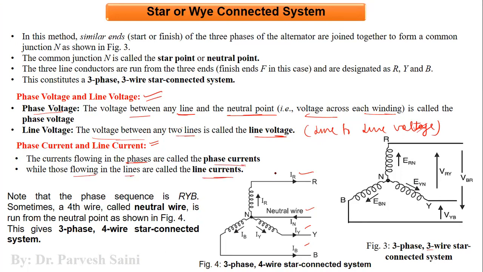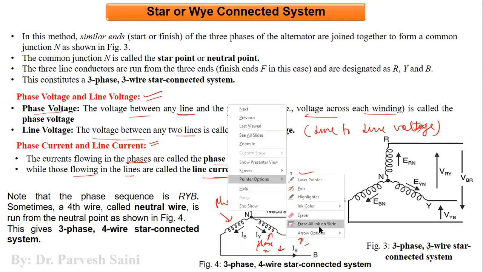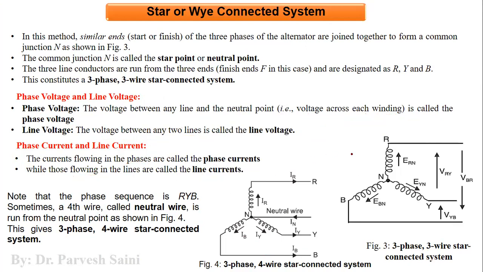Now, what are the lines? This is a line. This is a line. This is a line. This is a phase. This is a phase, and this is a phase, right? So this is what we have. As you can see in this particular diagram, we have three phase voltages: ERN, EYN, and EBN. So there are three phase voltages, and here you can see the voltages from N to R, from N to Y, from N to B, right?